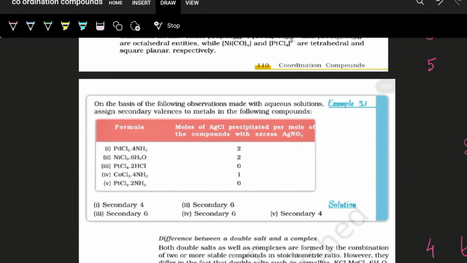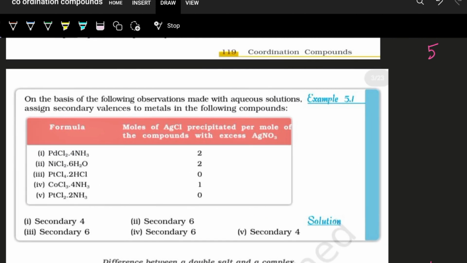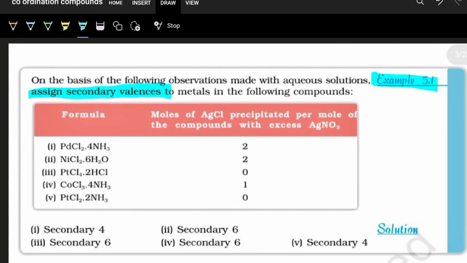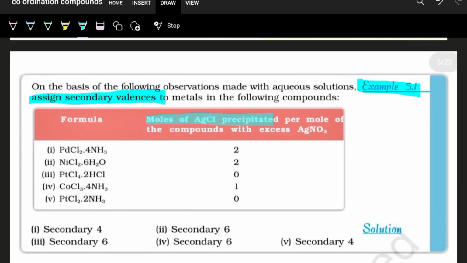Next over here, there is an example question, say 5.1, which is very important, and you are supposed to tell and assign the secondary valences. And what information is given over here? How many moles of AgCl are precipitated per mole of the compound? That is being given. So it has 2 Cl over here and 2 moles are precipitated. Obviously, there is no more Cl remaining inside the coordination sphere. The coordination sphere has only 4 NH3, and NH3 is a monodentate ligand. It has only one donor atom, that is nitrogen, and so the secondary valency is 4, corresponding to 4 NH3.